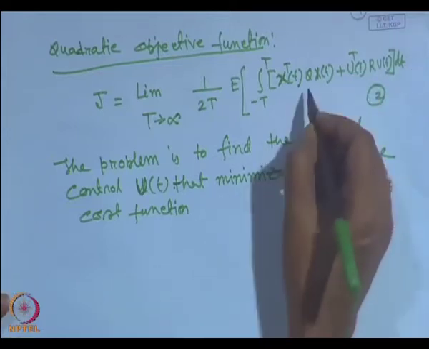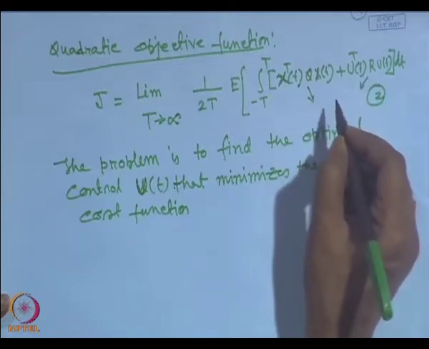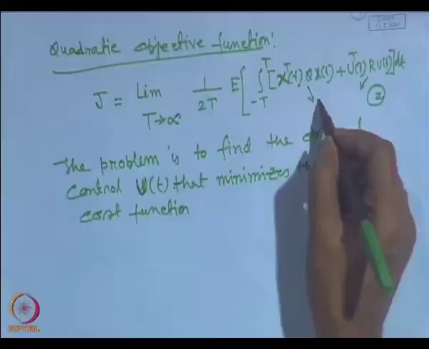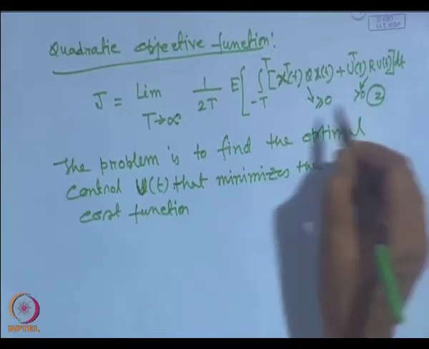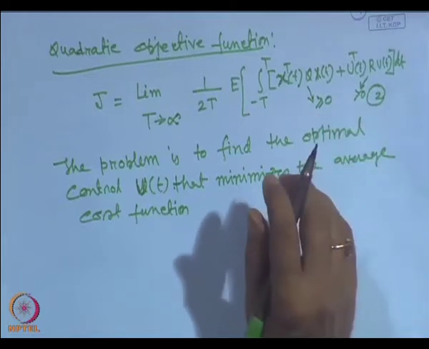So, this Q and R are the same as before, when we discussed the LQR problem. The Q is a positive semi-definite matrix, R is a positive definite matrix, and they are symmetric.